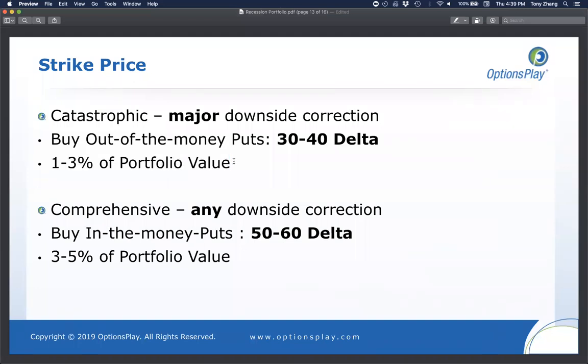Conversely, if you wanted to buy comprehensive insurance, which will give you protection in any downside move, then you will buy in the money puts. Usually a 50 to 60 delta is a good starting point. This will typically cost anywhere from 3 to 5% of your account value or the portfolio value that you want to hedge.